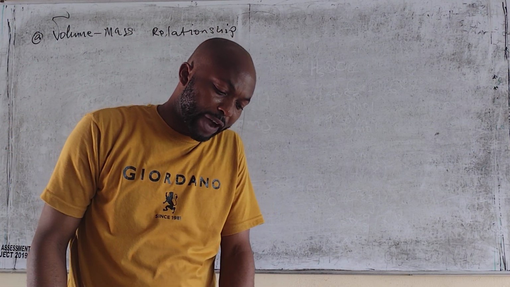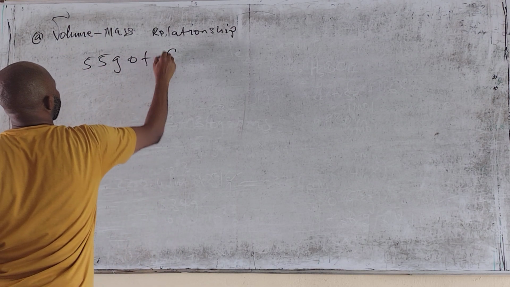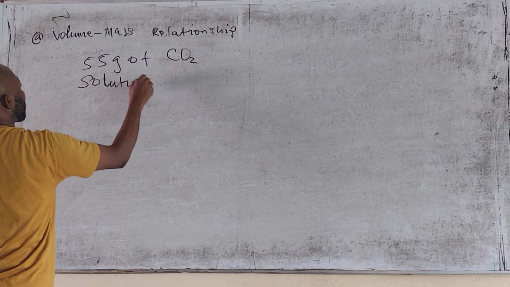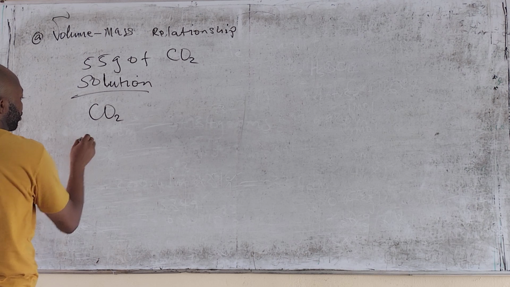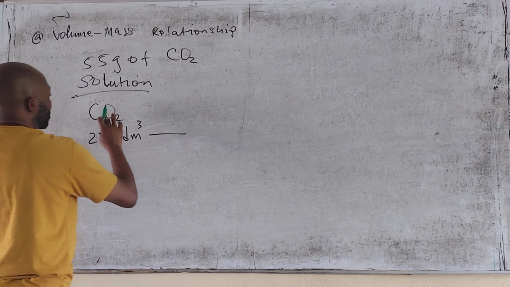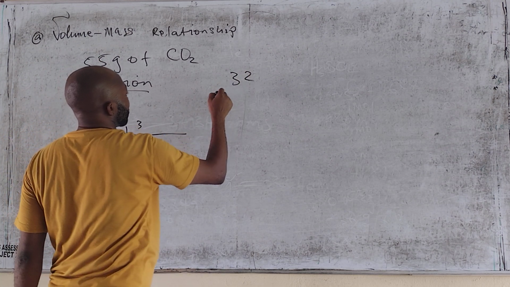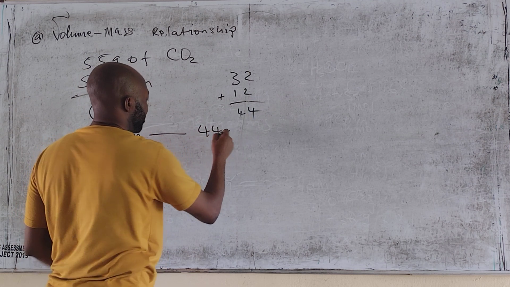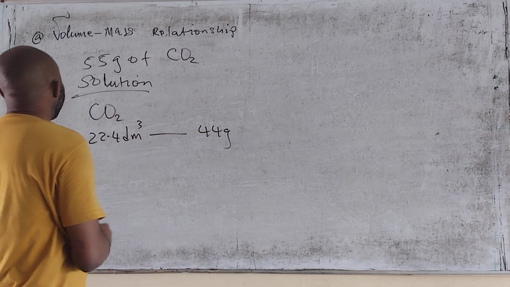Calculate the volume of 55 gram of carbon 4 oxide. Solution. Now, CO2 volume, 22.4 dm cube will give us 16 times 2, 32, plus carbon is 12, 44. So this is 44 gram, the relative molecular mass. The volume is this and that.